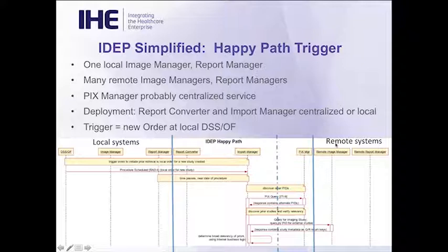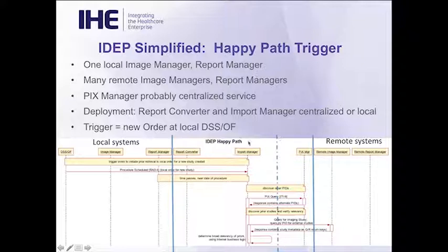Off to the right we have the remote systems. This can be one remote set of systems. This can be 300 remote systems, depending on the scope of your installation and deployment. So there's going to be a remote image manager, and there's going to be a remote report manager. In the middle, we have a centralized system, which is the PIX manager, or the ability to look up different patient IDs.